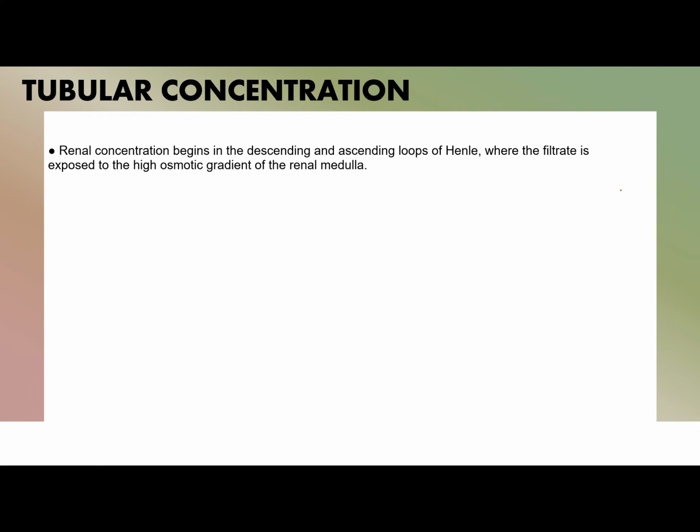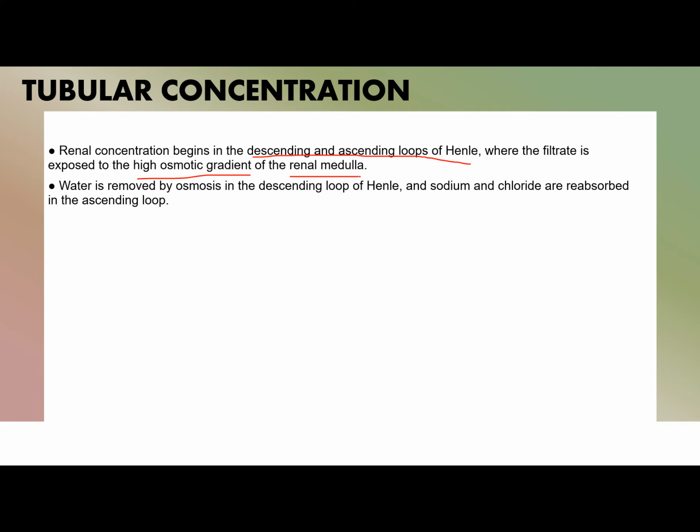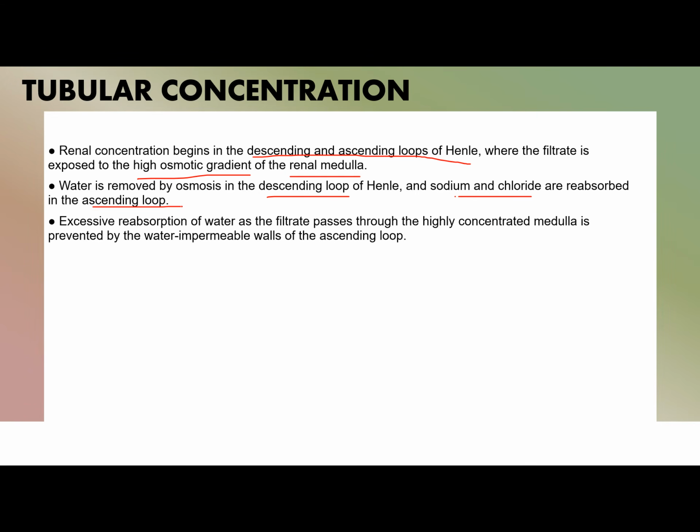So, renal concentration begins in the descending and ascending loop of Henle. Your urine gets concentrated in the descending and ascending loop of Henle, where the filtrate is exposed to the high osmotic gradient of the renal medulla. Water is removed by osmosis in the descending loop of Henle, and sodium and chloride are reabsorbed in the ascending loop of Henle. Excessive reabsorption of water as the filtrate passes through the highly concentrated medulla is prevented by the water impermeable walls of the ascending loop of Henle.